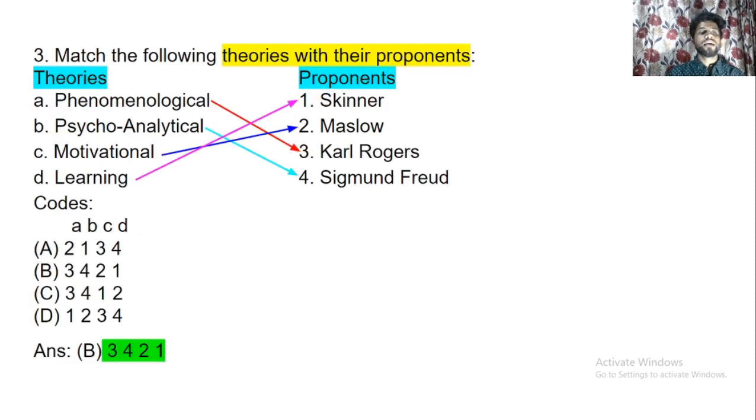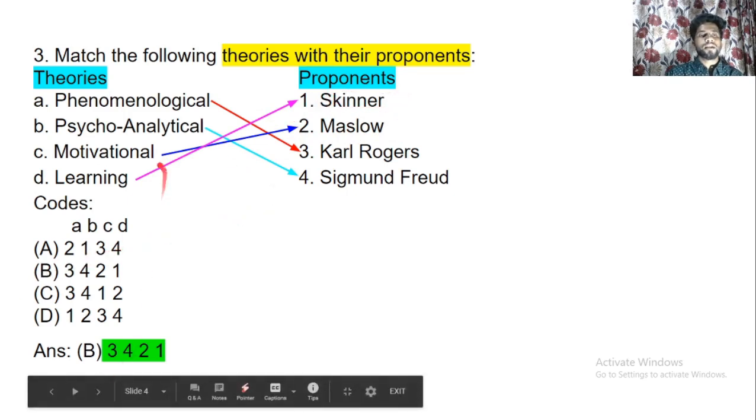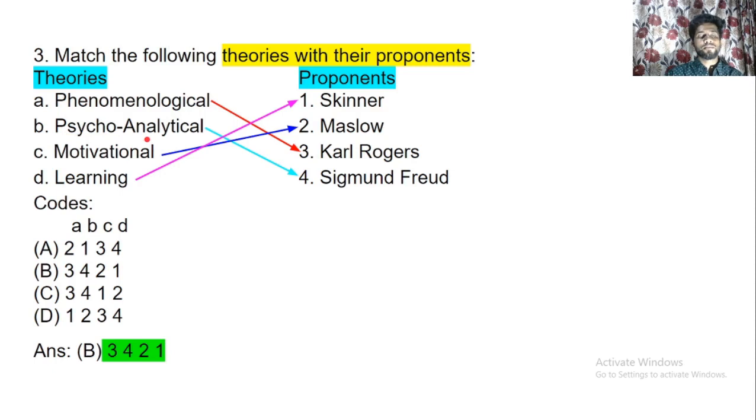Now next question: you have to match the theories with the proponents. So phenomenological theory was propounded by Carl Rogers. The psychoanalytic theory was propounded by Sigmund Freud. Then motivational theory was developed by Abraham Maslow, and learning theory by Skinner. So this will be your correct sequence: phenomenological theory, Carl Rogers; psychoanalytic, Sigmund Freud; motivational theory, Maslow; and learning theory, Skinner.